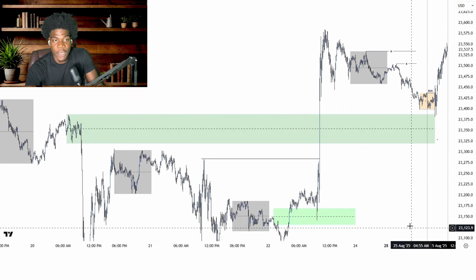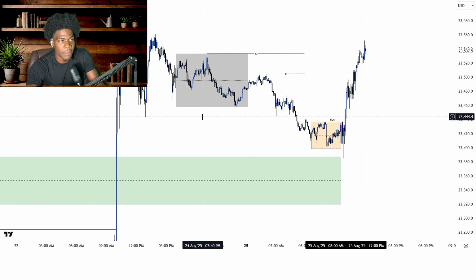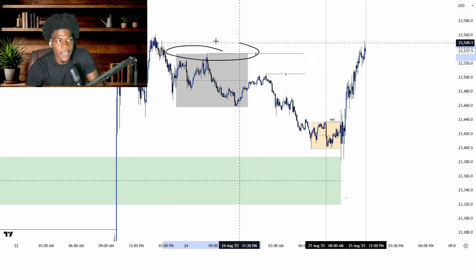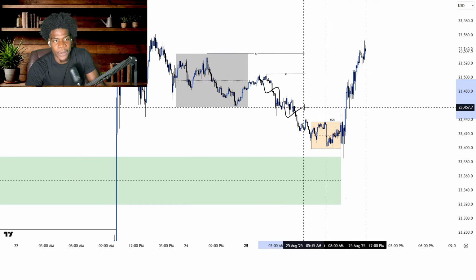Like I stated, we're trading the power of 3. The first thing we're looking for is the accumulation phase. The Asian session is mainly where we get the accumulation range. We see price build this accumulation range with liquidity highs below and above the Asian session. The London session is where we get our manipulation.